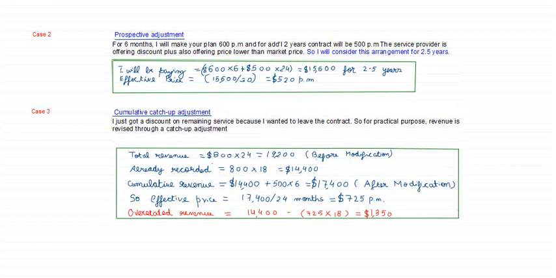The revenue that was already recorded for 1.5 years or 18 months was 14,400. However, the cumulative revenue after modification would be 14,400 that I've already recognized plus 500 for the 6 months remaining, which is 17,400. So the effective price for 24 months would be 725 per month, and the revenue that is overstated would be $1,350. So essentially, I would need to pass a revenue adjustment entry to downward state my revenue by 1,350.